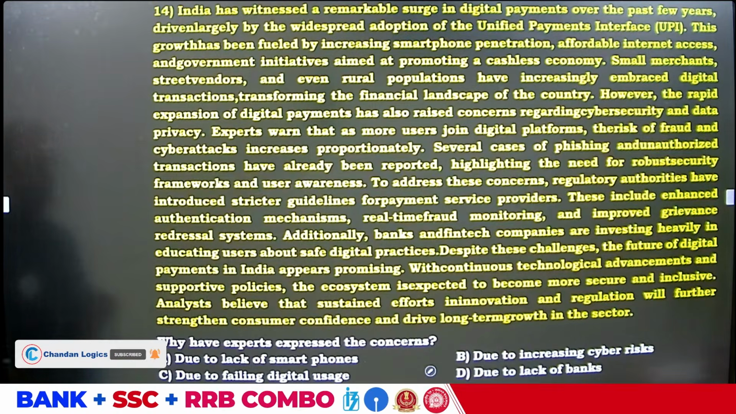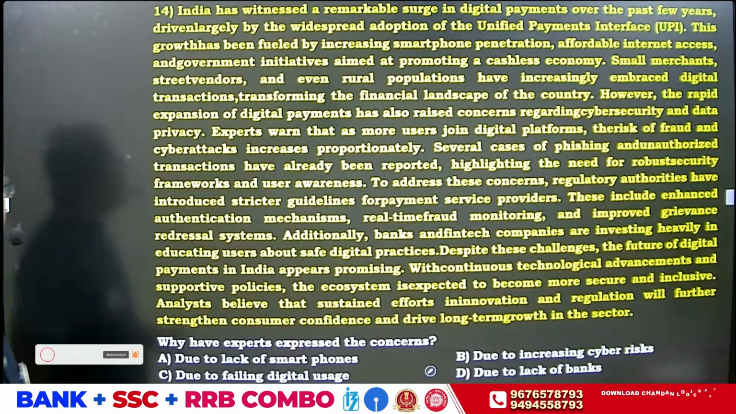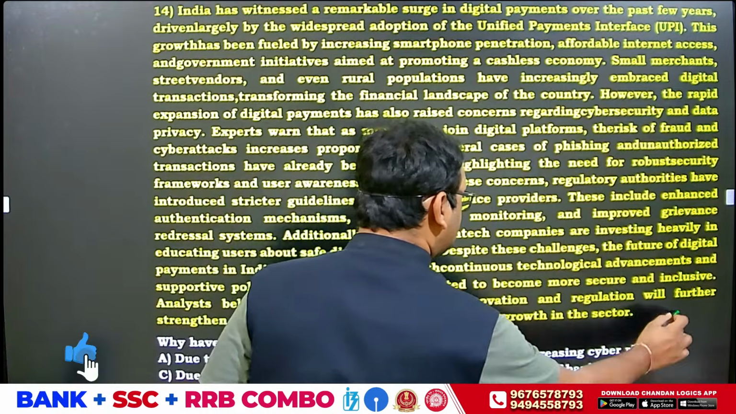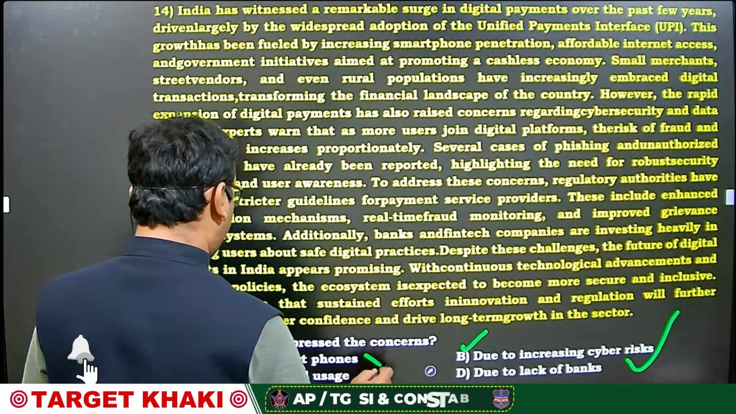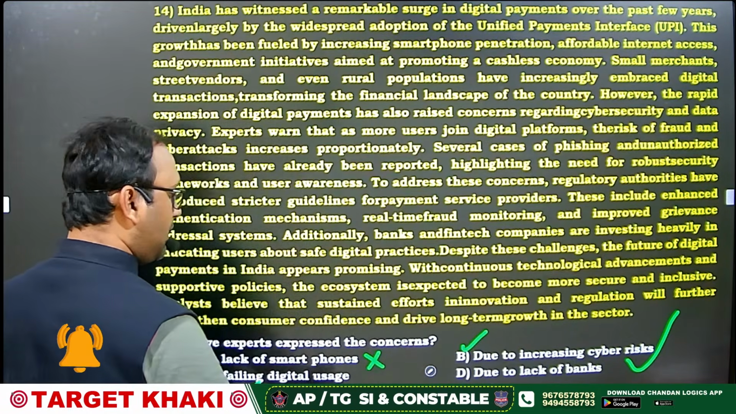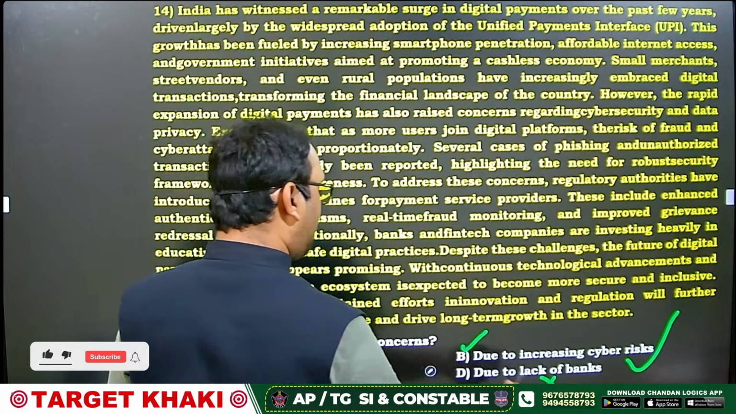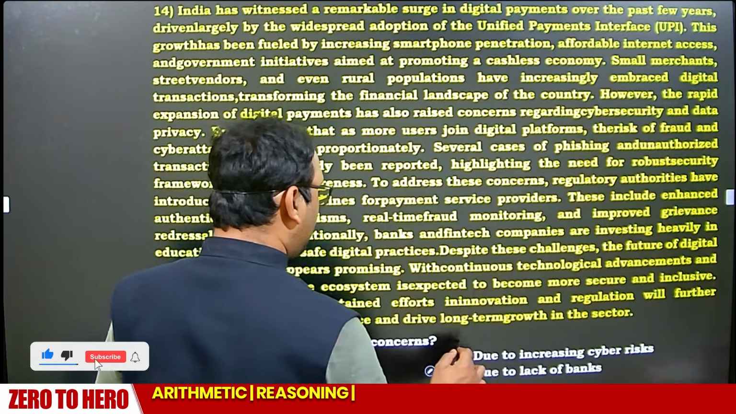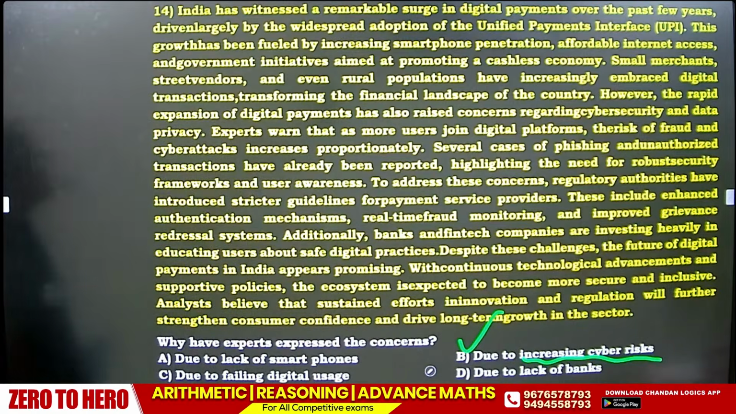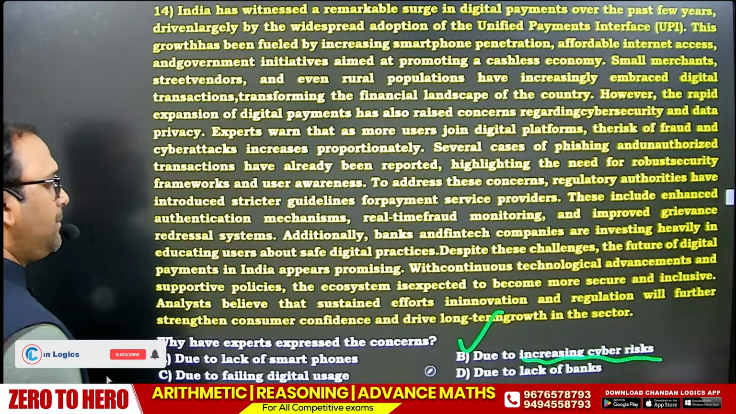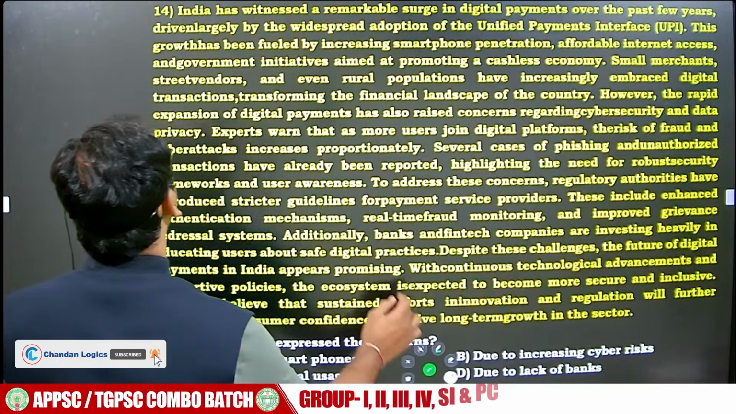Yes. Anybody will have concern only when security risk, cyber risk are increasing. Second option, if we don't have smartphones, if they fail, lack of banks, come on. Experts are worried because of increasing cyber threats, increasing cyber security risks. How simple. Common sense questions.